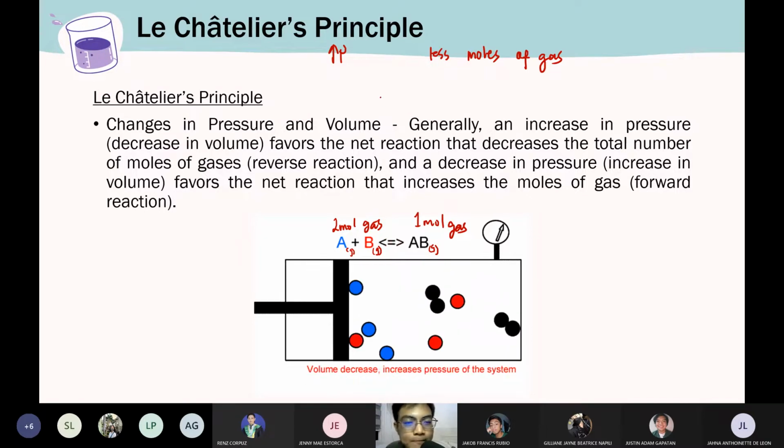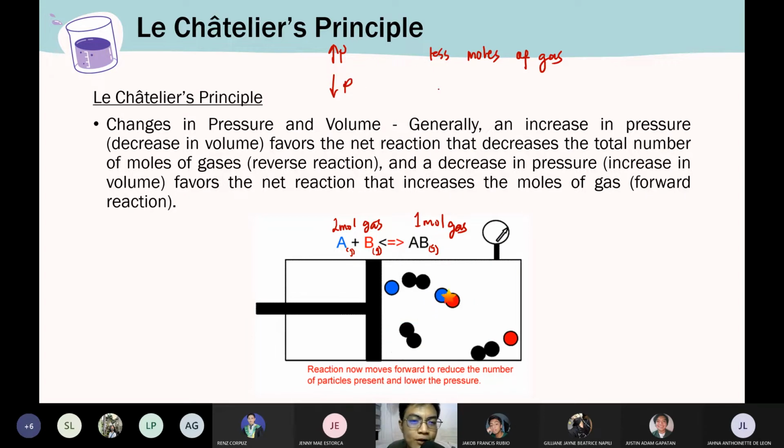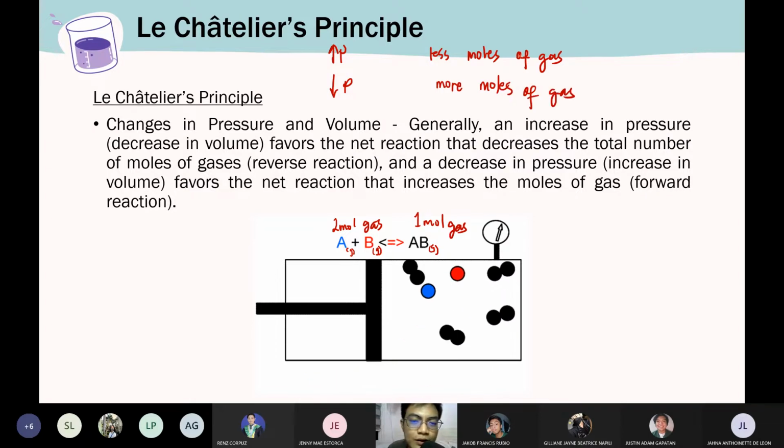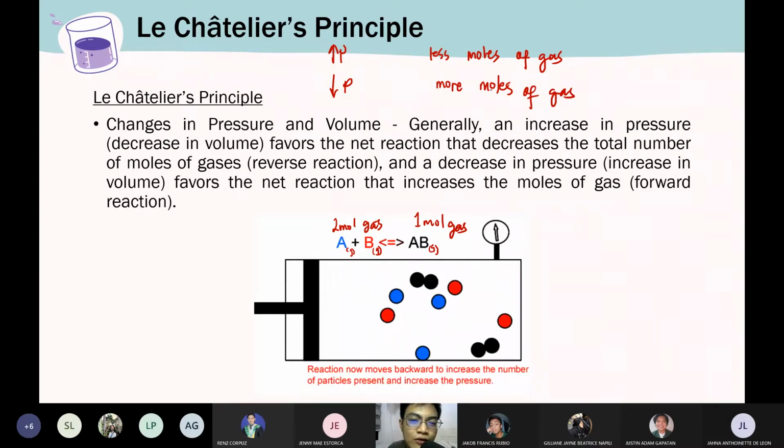Okay? When there is a decrease in pressure, you favor more moles of gases. So it's the opposite. If you increase the pressure, fewer moles of gas is favored. If you decrease the pressure, you favor more moles of gases.